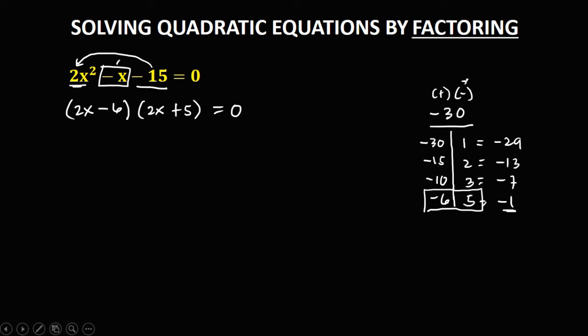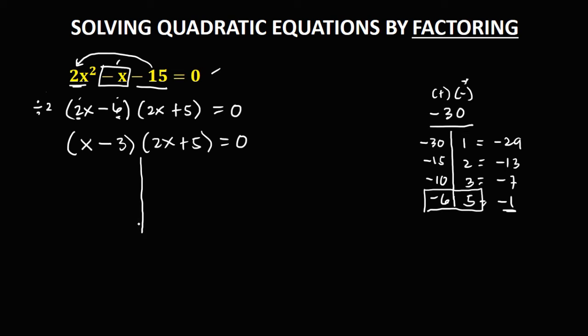positive 5. Then since we can reduce this factor, because 2 and 6 are divisible by 2, we need to reduce. So 2 divided by 2 is x, then minus 6 divided by 2 is 3. Then copy 2x plus 5 equals 0. So these are the factors of this quadratic equation.